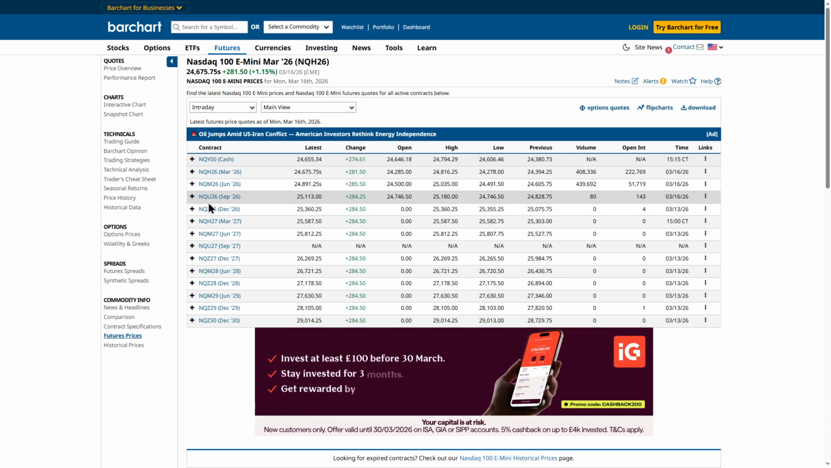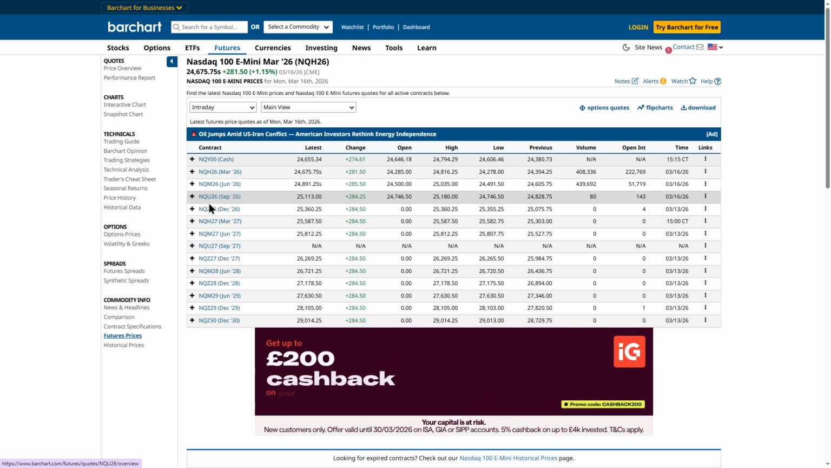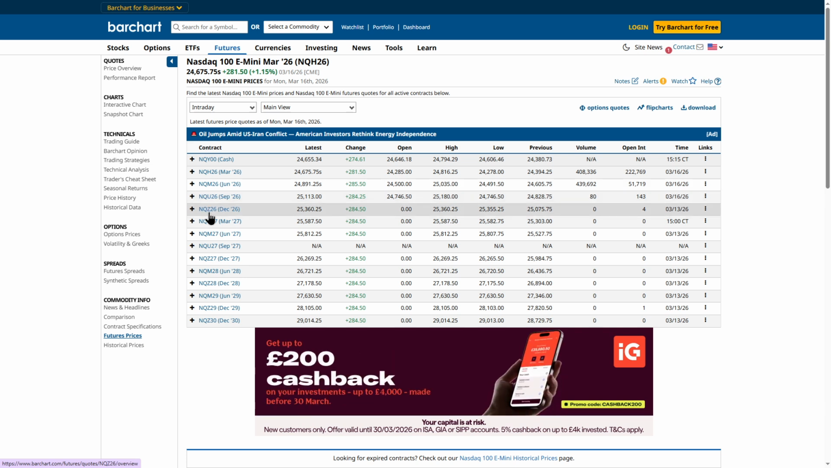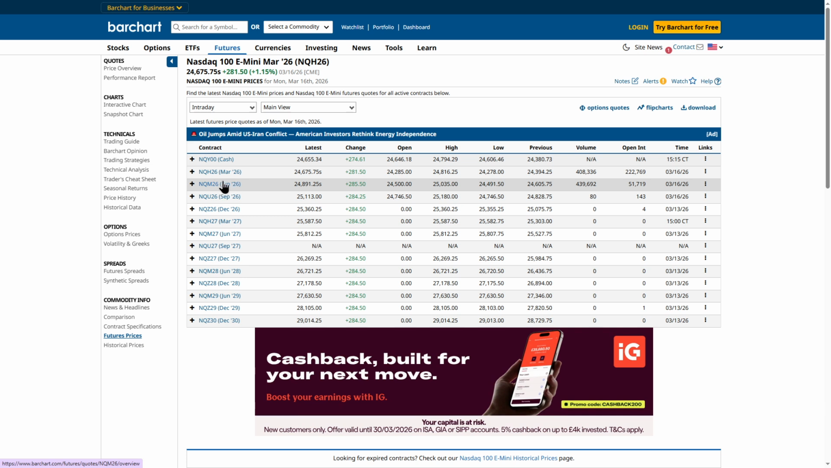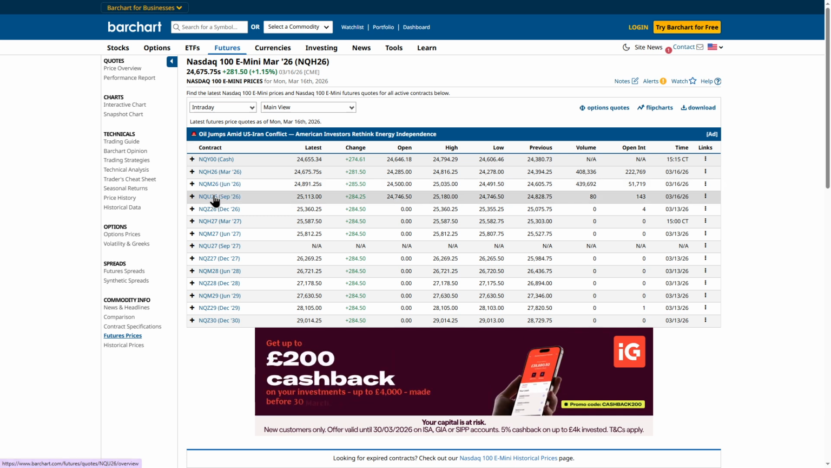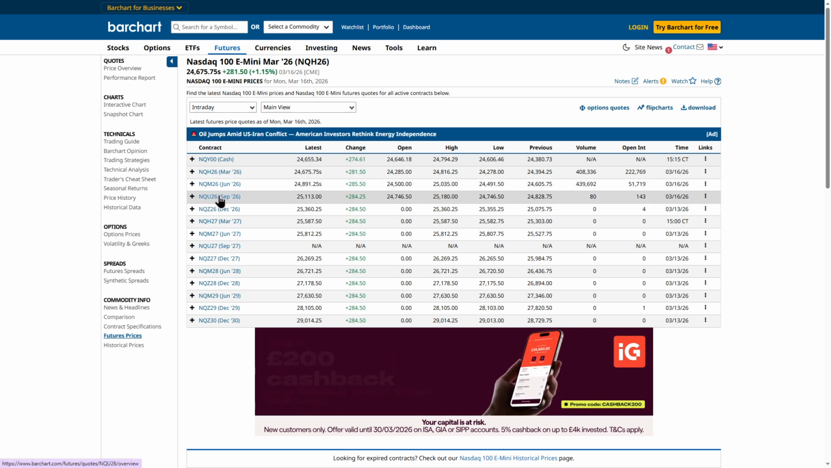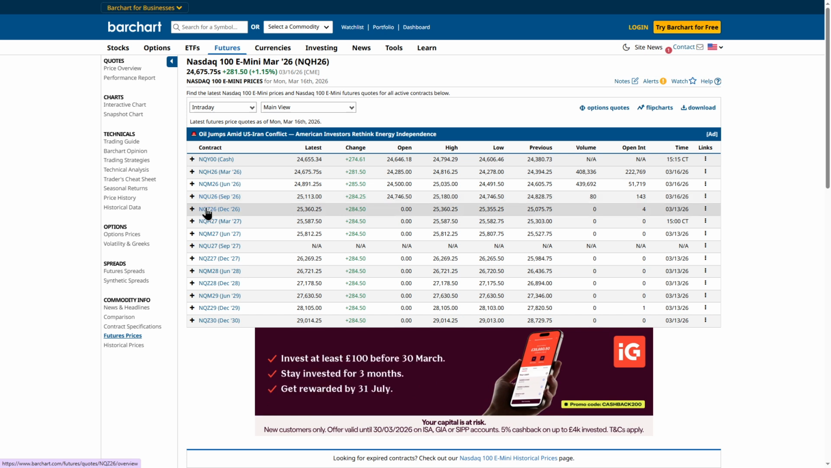So to summarize, we have 4 contracts: March, June, September, December. It works the same for all of them. March contract is NQH, June contract is NQM, September contract is NQU, December contract is NQZ. When the March contract expires, we switch over to NQM, which is June. When this contract expires, we switch over to NQU, which is September. And when this one expires, we switch over to NQZ.